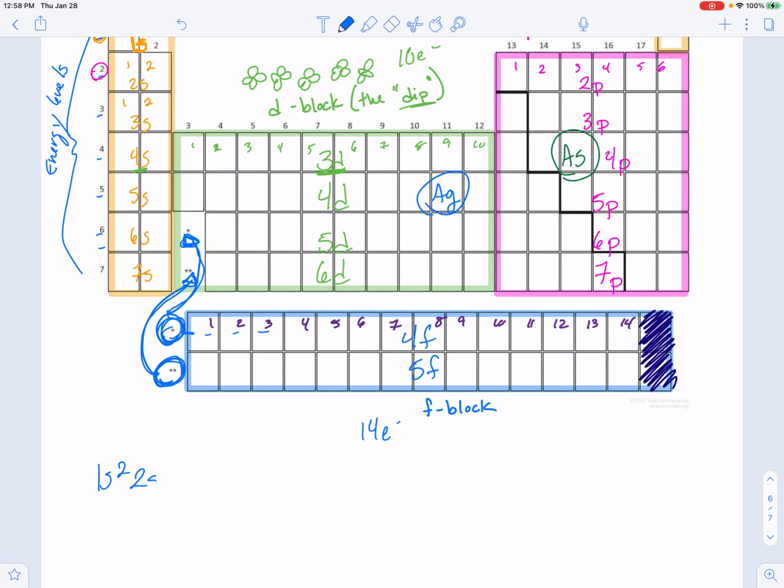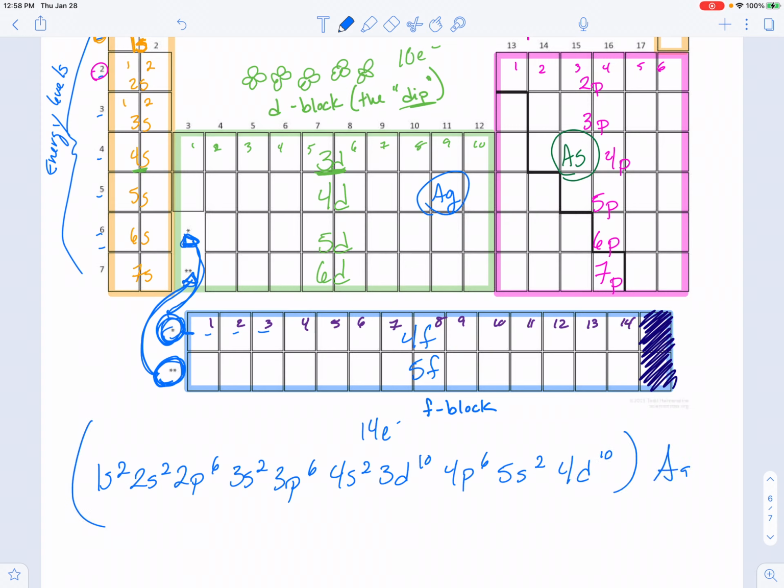So then you can write out that whole thing. So 1s2, 2s2, 2p6, 3s2, 3p6, 4s2, 3d10, 4p6, 5s2, and then it was 4d10, and this is the electron configuration for silver.